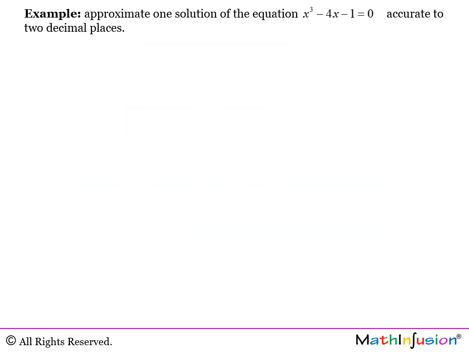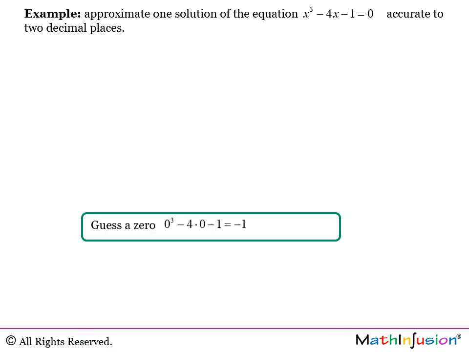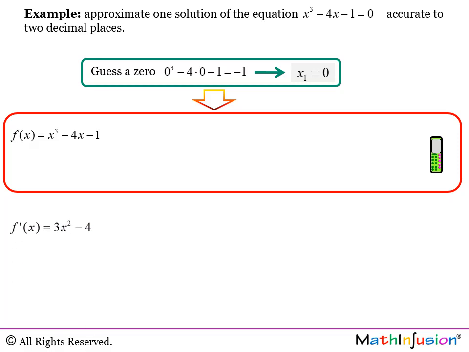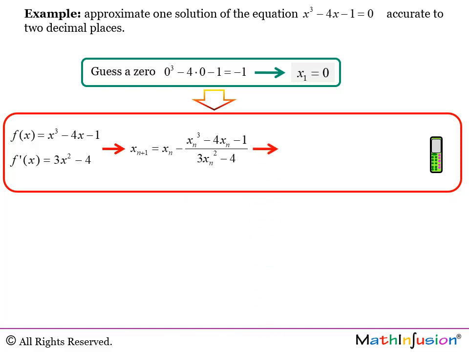Example: approximate one solution of the equation x cubed minus 4x minus 1 equals 0, accurate to 2 decimal places. First, I'm guessing some 0 of this equation. For example, I plug in 0 and I get negative 1, which is not bad because from negative 1 I can get somehow to the 0. So I'm going to take the first one to be 0. Now we are going to evaluate f of x and differentiate the function to find an expression for the next value of x. In this case, we get this expression, x sub n plus 1 as a function of x sub n.